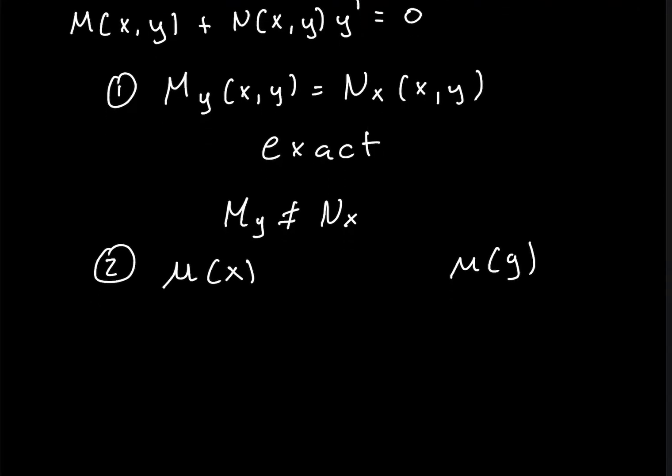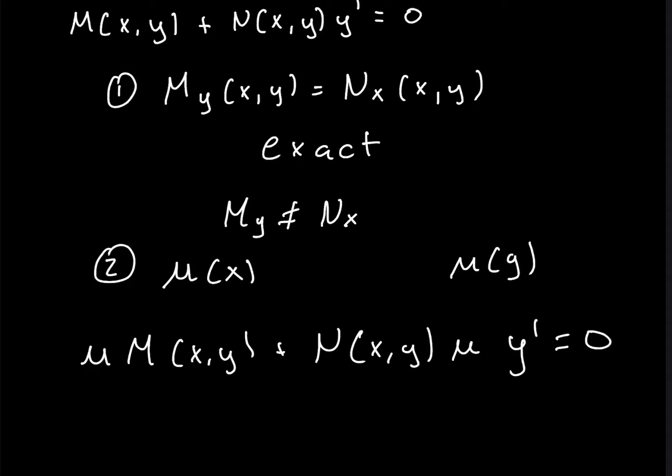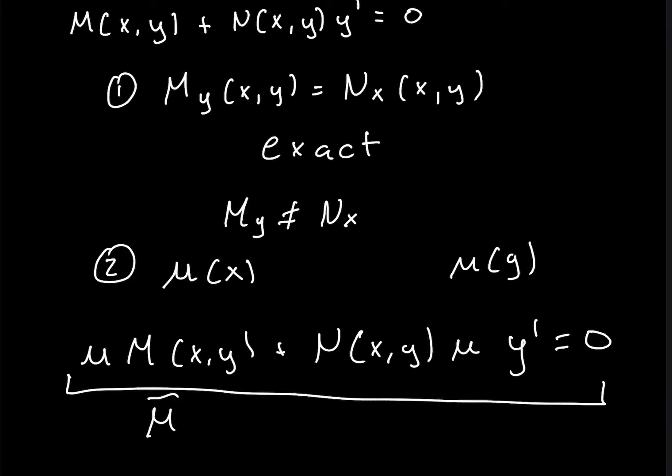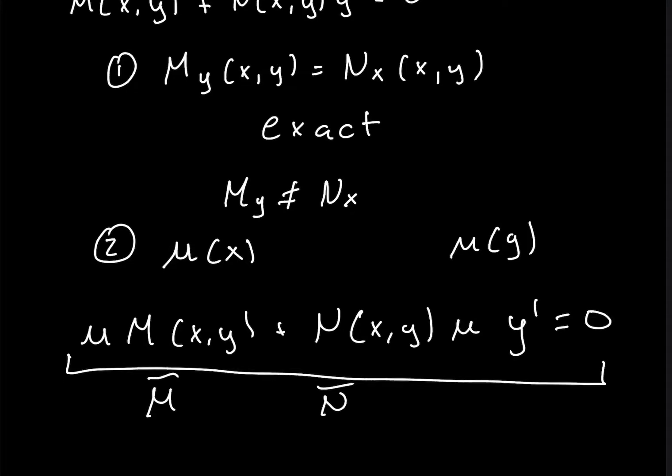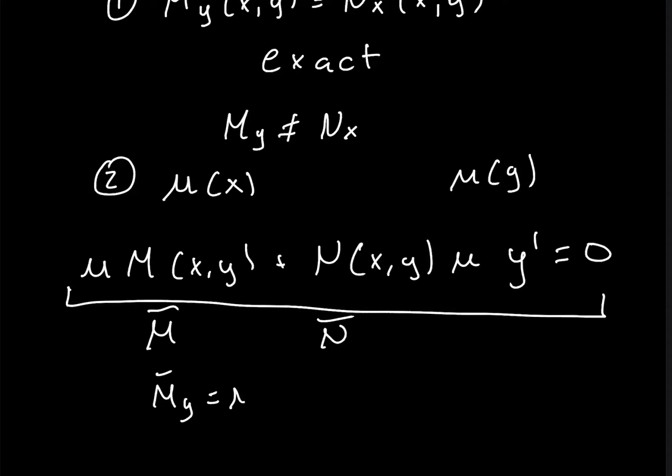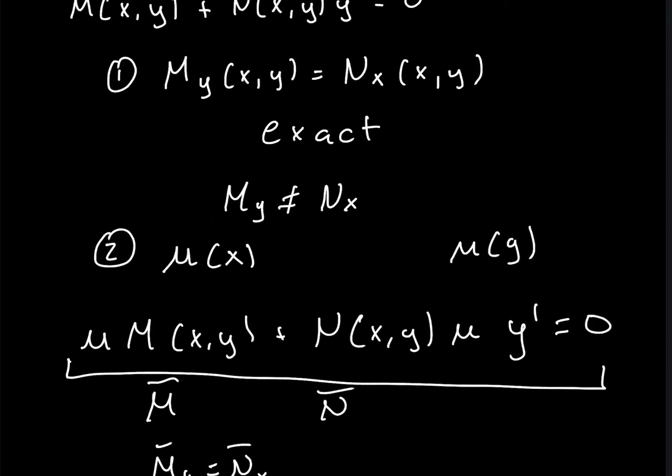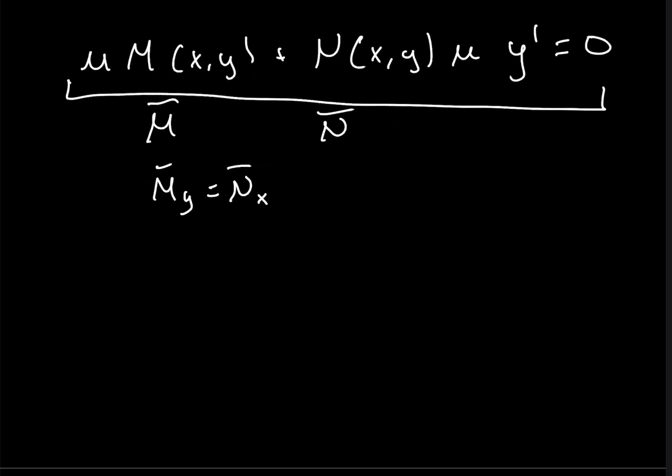Once we find that function, we multiply the original equation by mu. Let's call the new functions M tilde and N hat. Then if we check this again, they are going to be equal, and we can proceed with the previous method to solve exact equations. So let's do an example for this and we'll see what I mean with all this, okay?